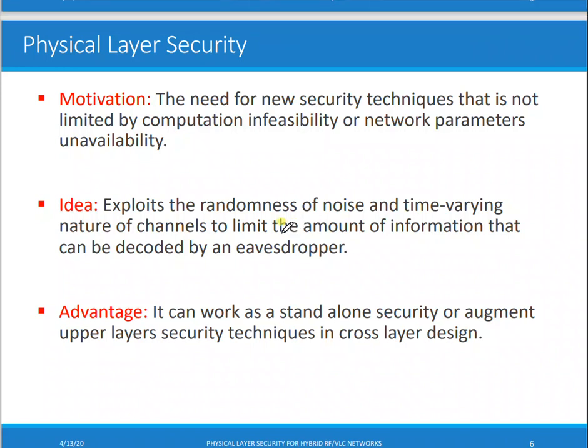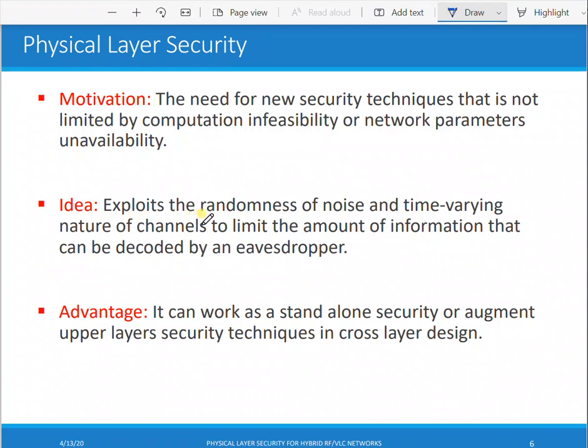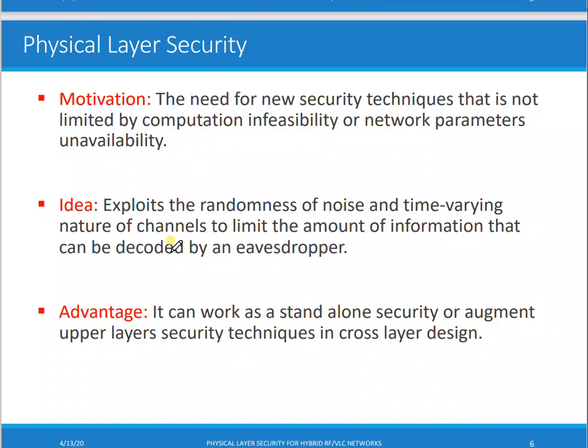يعني إذا حدا بيقدر يعرف ال order that we are using, if he figures out the order, then خلاص he knows the signal. فال frequency hopping doesn't work if the attacker knows the parameters. So the idea is that it exploits the randomness of noise and the time varying nature of channels to limit the amount of information that can be decoded by an eavesdropper.